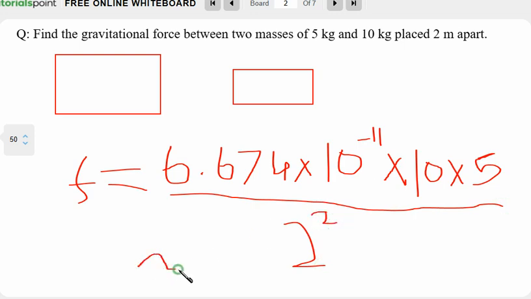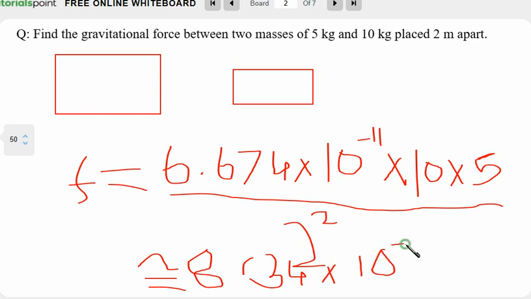So approximately the force of gravitation should be, calculated, 8.34 into 10 to the power minus 10 newtons. So this would be the answer to this first question. Now we move on to the second question.